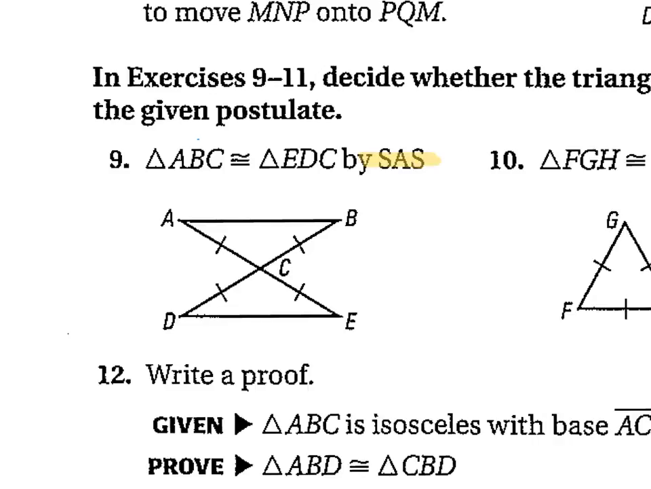Okay, number 9, we want to determine if these two triangles are congruent by using side angle side. So are these two, ABC and EDC, equal by side, angle, side? Now one thing I'm going to add in here is, remember, you got vertical angles here. So remember, label your sides and your angles. That will help you to figure out if everything matches up for that.